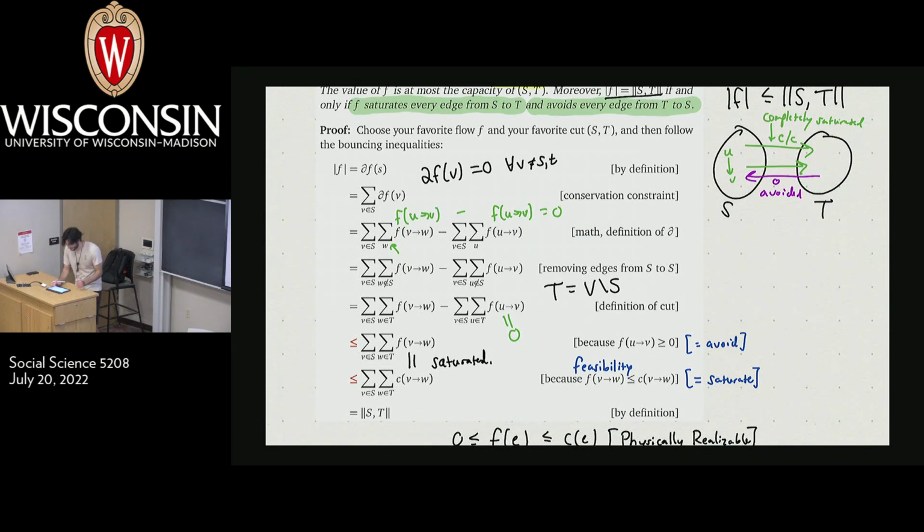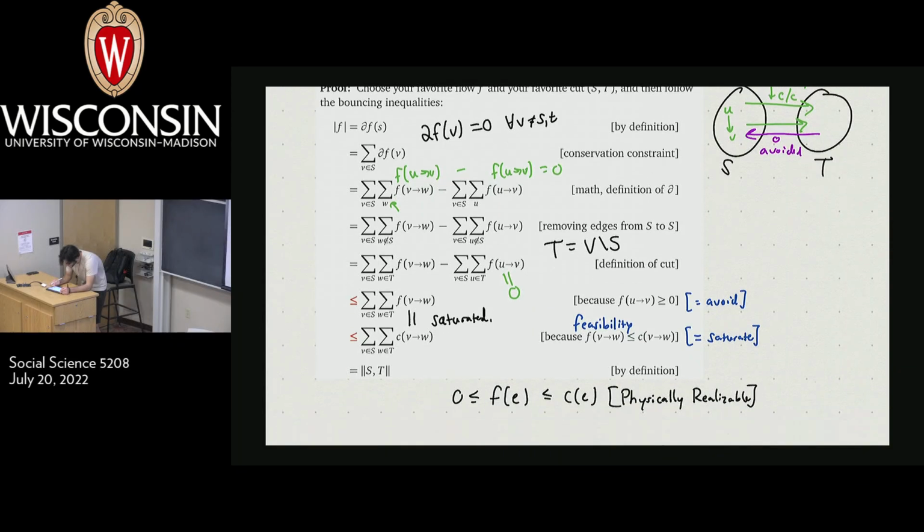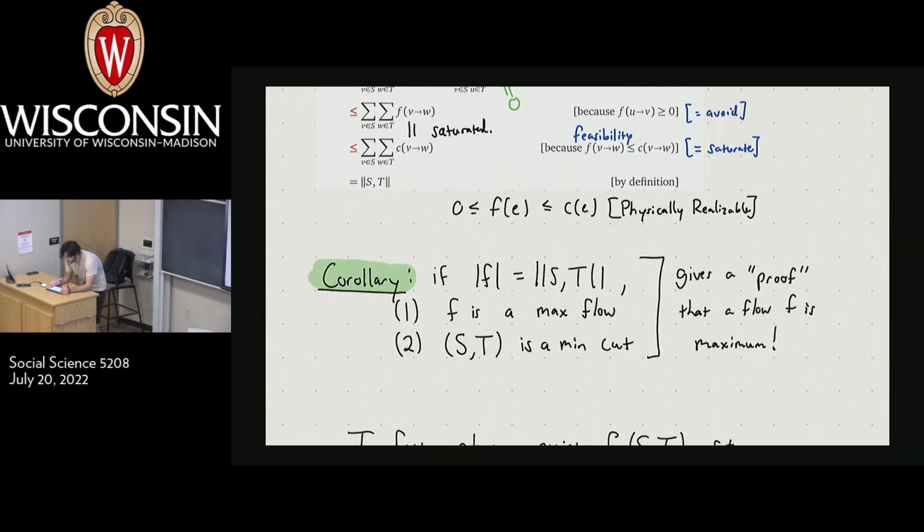Now, what's less important is that you totally understand all the bouncing inequalities. What's more important is that you understand this corollary. So, if I give you a flow F and a cut S,T, and you check, and the flow value equals the capacity of the cut, then you immediately know two things. F is a max flow, and S,T is a min cut. So it gives you an instant proof that F is a max flow, if you can find that cut. You could think of that cut as a certificate or a proof of the fact that F is a max flow.